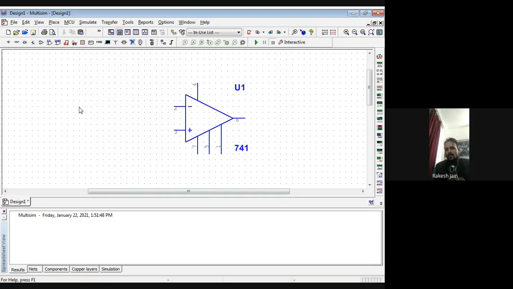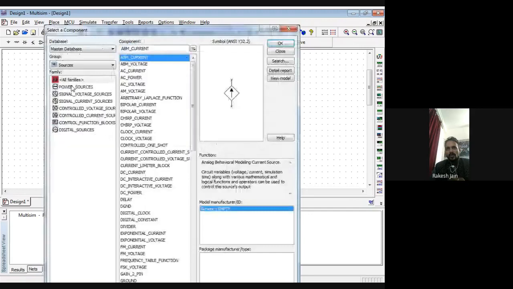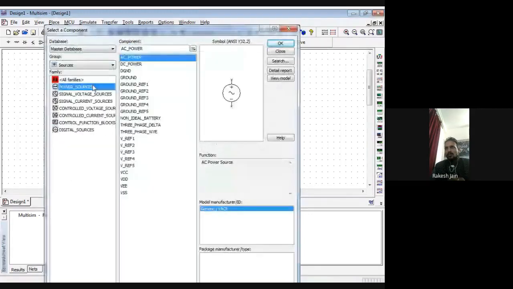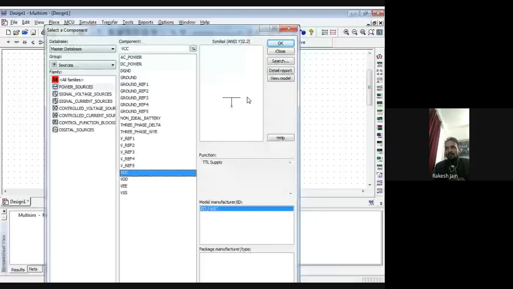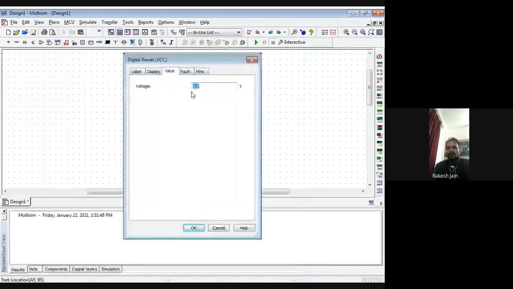Now I require plus 12 and minus 12 for the connections of the fourth number pin and seventh number pin first of all. So I just click on MISC, then click on sources, then click on power source and then VCC. So VCC is now plus 12 volt. That's why, instead of this 5 volt, I just convert it into 12 volt.